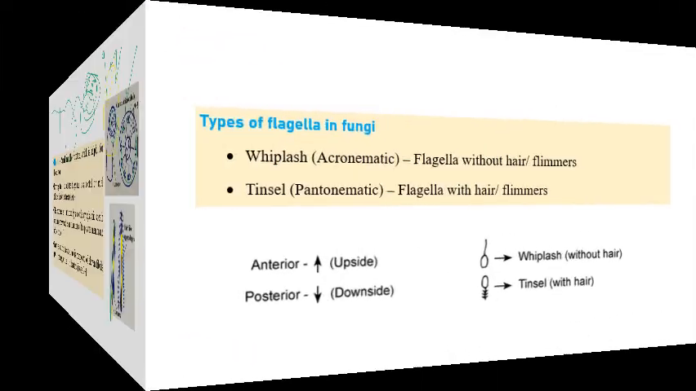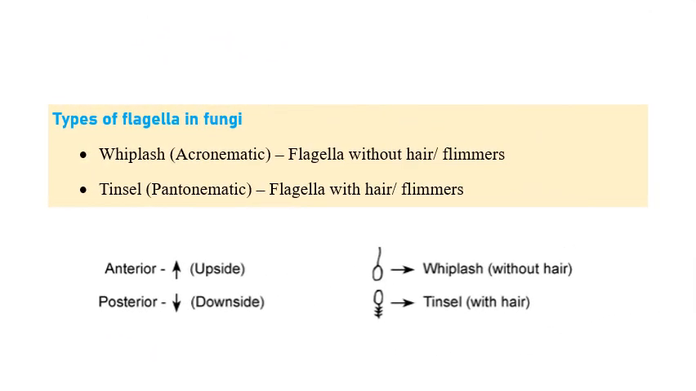When it comes to the types of flagella, before entering into the details, first of all we need to know some general terminologies. Whiplash, otherwise called acronematic. Whiplash means flagella without hair or flimmers. I told you that flagella contain hair, right? That hair is called flimmers. So whiplash means flagella without hair, no hair is present.